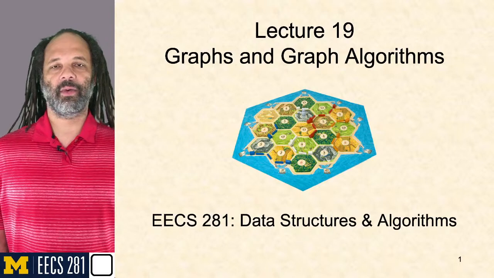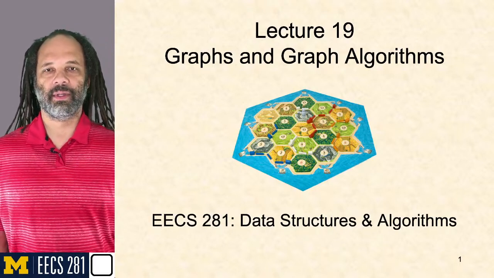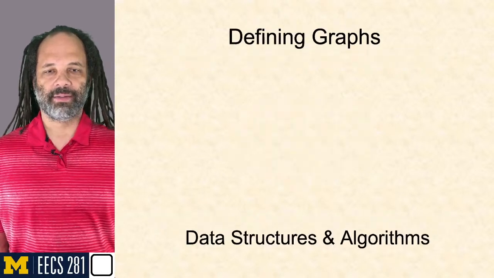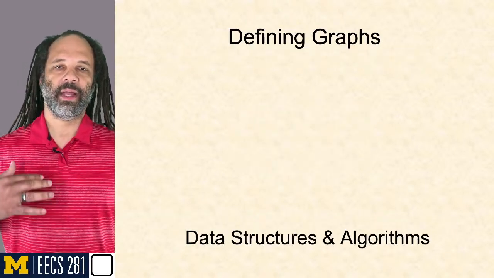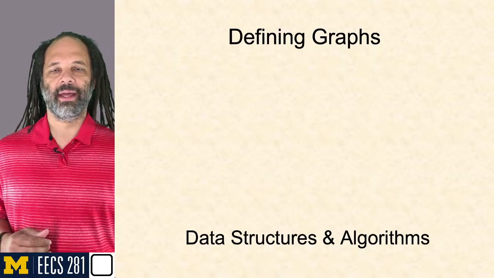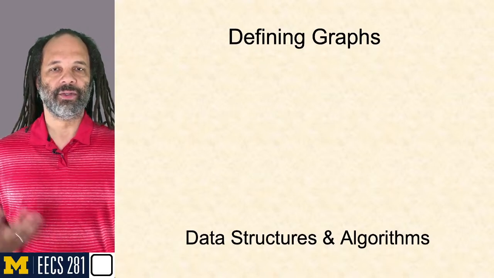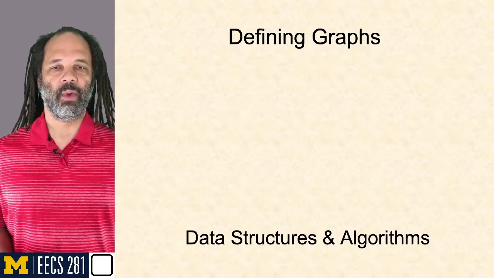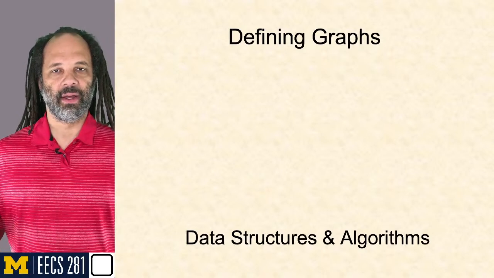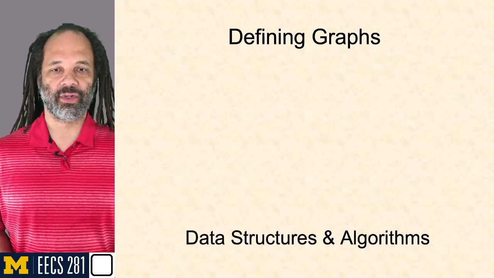All right, so this is lecture 19, graphs and graph algorithms. We're talking about graphs today. We'll start out with looking at how we define graphs. This is pretty straightforward. We've already had some graph experience this semester, and we've seen trees as well. One of the things that's important to remember is that all trees are graphs, just not all graphs are trees.